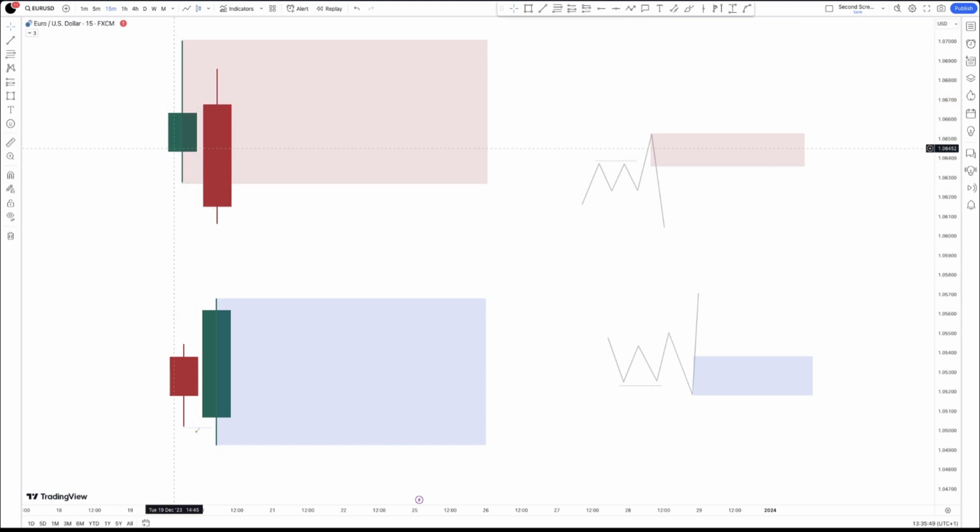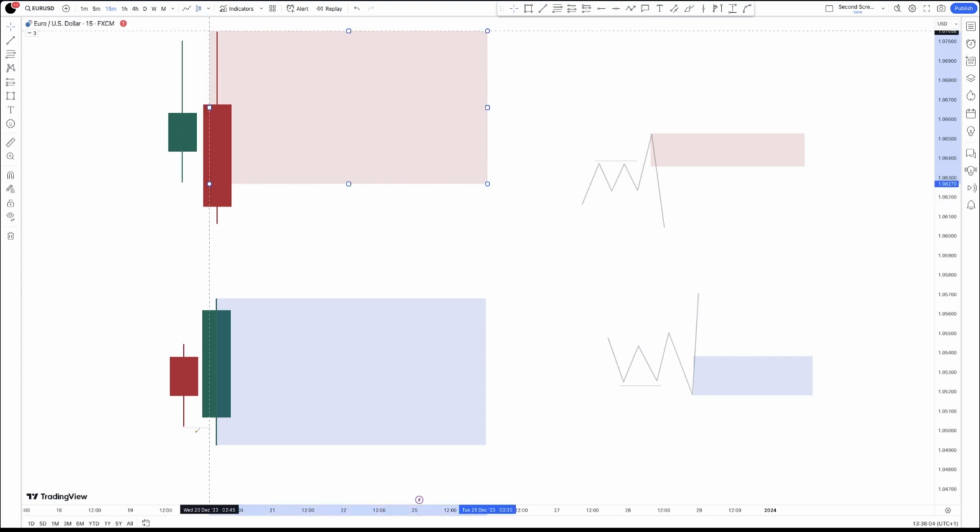All right, and we had something like this. This is a valid order block to some people, but to me it's not a valid order block. It's only going to be a valid order block if this took out this. This would have been my valid order block.